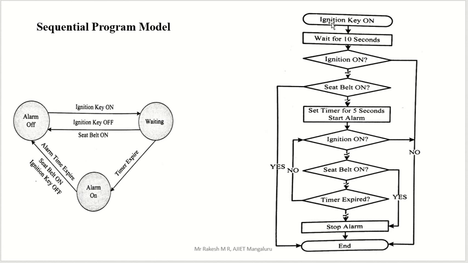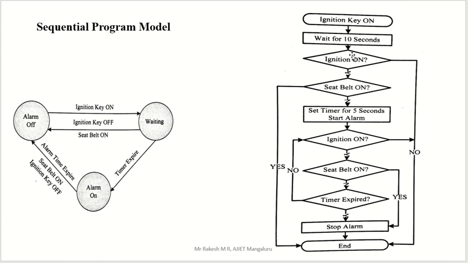It will start with ignition key on. Once your ignition key, that means the car key, is on, it will wait for some time, here they have given 10 seconds. Then it checks again whether the ignition is on. That is a decision-making step, which is why it is a diamond. Is the ignition still on? If yes, it will check whether the seat belt is on.